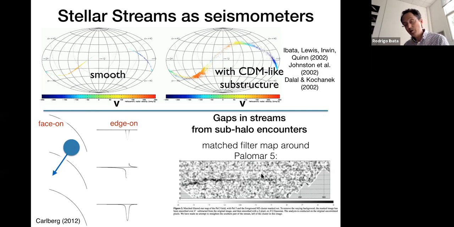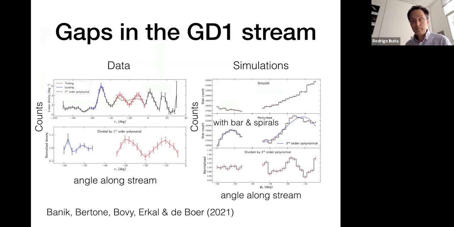Ray published in the initial works his study of Pal 5 and suggested that maybe some of these apparent gaps here in Pal 5 could be due to lambda CDM subhalos interacting with that stream. The case of GD1 is really quite nice because, apart from Sagittarius, among the thin streams that probably come from globular clusters, it's the most significant of the features out there.